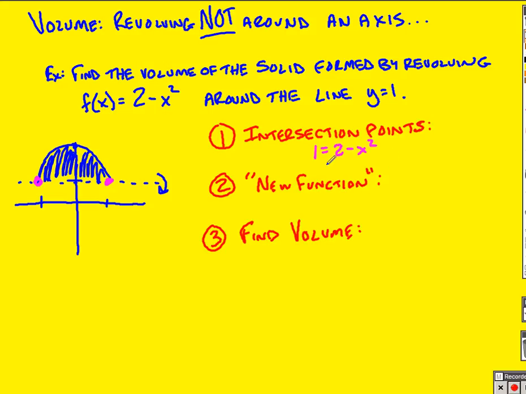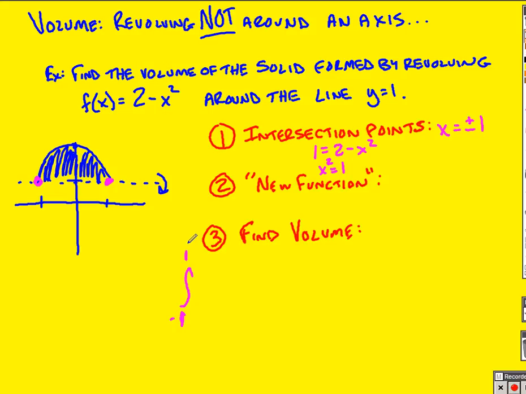If I were to solve this, I would have x squared equal to 1, which means x will equal the square root of that, which is plus or minus 1. So that's the first part. That means when we do our integral, we're going to have from -1 to +1 being our intersection points, our limits.